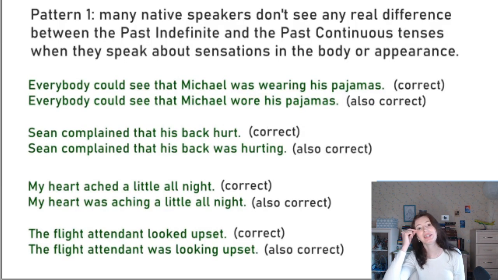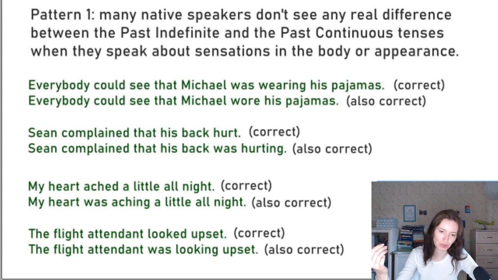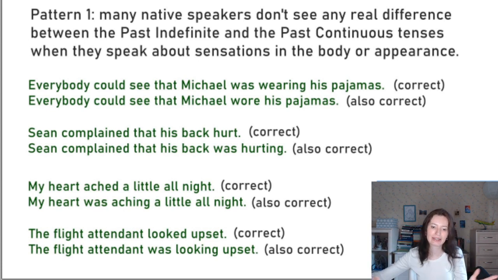So the first is that many native speakers, they don't really see a difference between the past indefinite and the past continuous tenses when they describe sensations like pain, for example, or feeling, or when they describe appearance. For example, if you look here at the slide, everybody could see that Michael was wearing his pajamas. This is an absolutely correct sentence, classical sentence, because everybody could see is the countdown point, точка отсчета, and then at that countdown point, as the background action, Michael was wearing his pajamas in the progress, in the process. But many native speakers would say a simpler sentence just because they are lazy to use the past continuous, and they simplify the sentence. So they say everybody could see that Michael wore his pajamas.